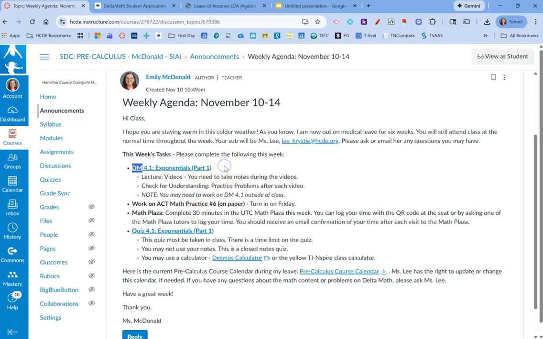So this week we are starting a new unit. We are starting exponential functions. Exponential functions are briefly covered in Algebra 1 and covered a lot more in depth in Algebra 2. So some of the stuff this week may be a little bit of a review. So we are done with rational functions. We're now looking at exponentials.